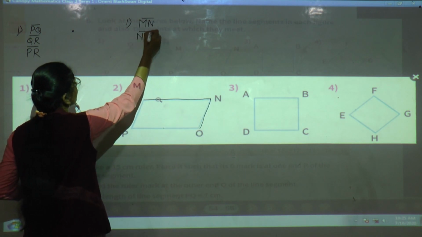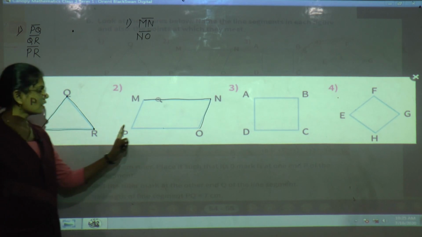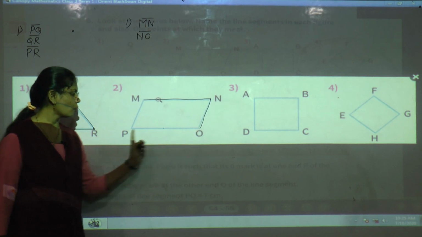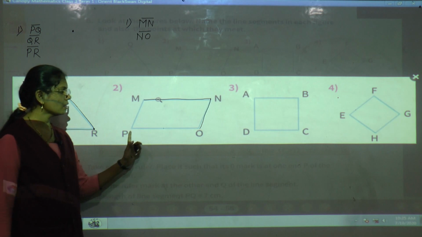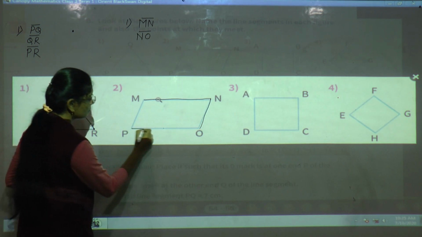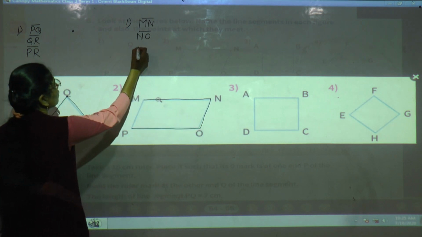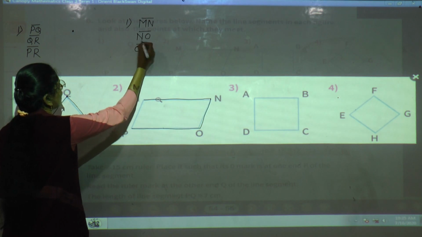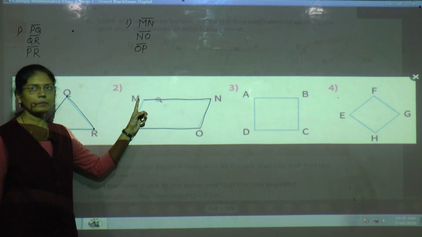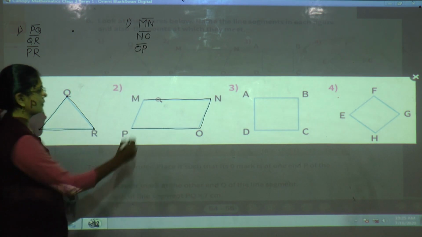Line segment NO. Now what is the third line segment? OP, or else you can say PO also. And the fourth line segment is PM or MP.